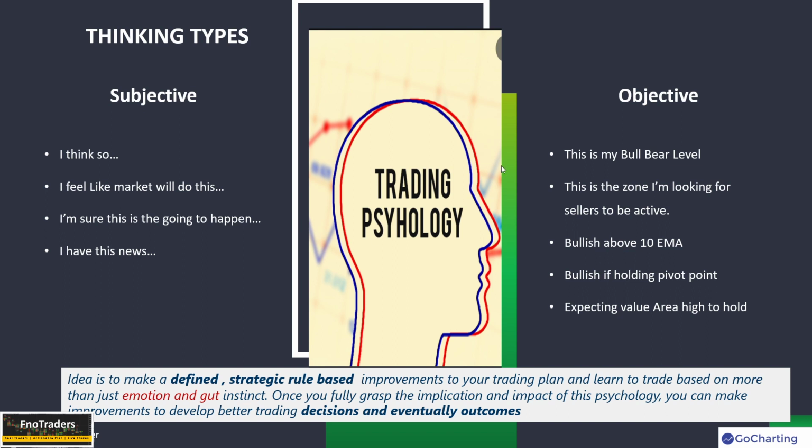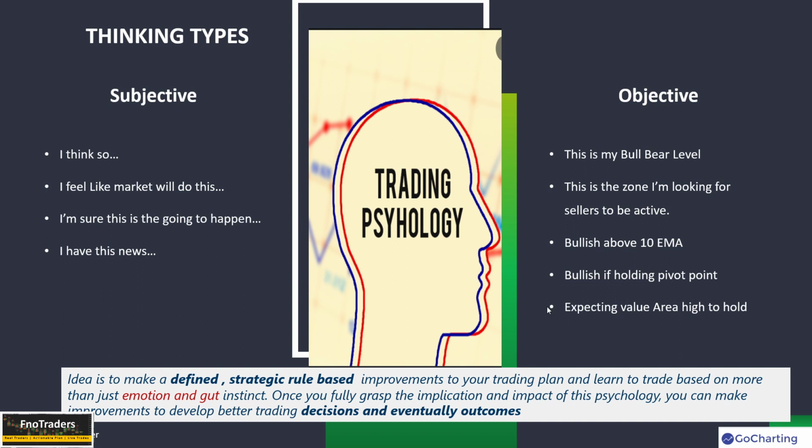Okay, objective thinking would essentially qualify as: this is my bullish bearish level, this is the zone I'm looking to sell as active. For example, based on the previous price action or profile, you see that this is an active zone, or you're bullish above or bearish below certain moving averages, typically for those who follow moving averages, or you're bullish on a holding pivot point. Sometimes people follow the weekly pivots, daily pivots, CPR, things like that. So you have levels based on that. That is one way of looking at it, which is still objective.